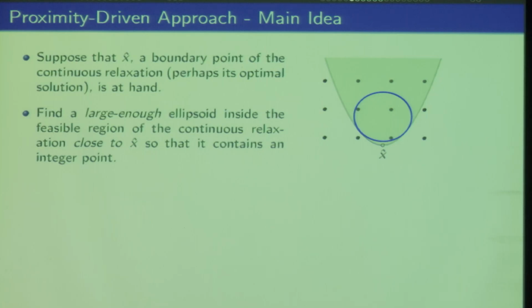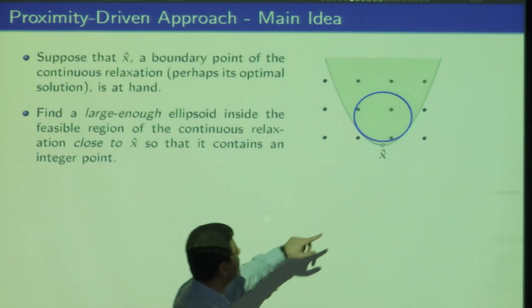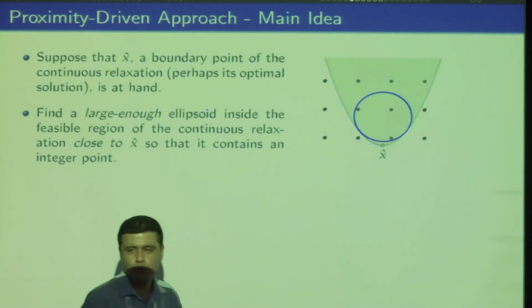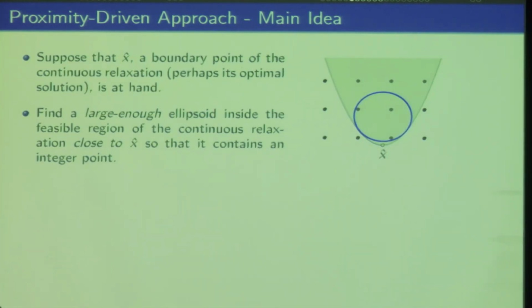Now I think we are ready to move on to our approach. The first approach is so-called proximity. The idea is very simple. We solve the continuous relaxation, let's say, and get x star. And then I want to fit a large enough ball in the feasible region, which is close to x star. If I can achieve this, then perhaps I can quantify the proximity measure.